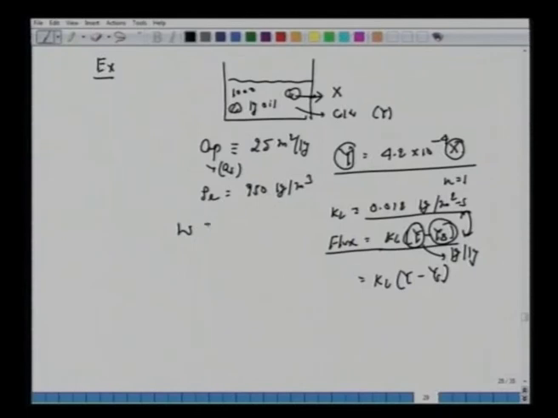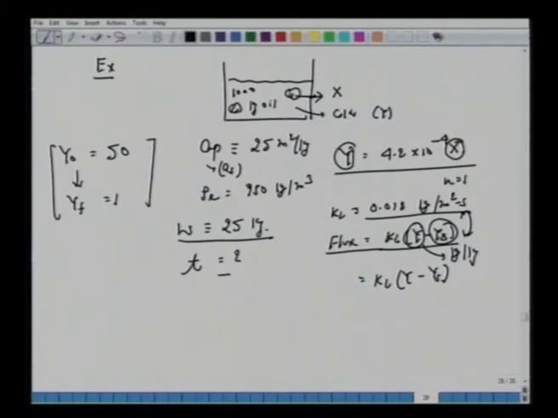The amount W of adsorbent which is taken here is, let's say, 25 kg. The question is, how long will it take to reduce the concentration level, starting from y0 of 50 to yF of 1? So this is all 50 kg per kg, or unit per kg, starting from y0 to yF. Everything is given here. We can make a start from the fresh balance very quickly.